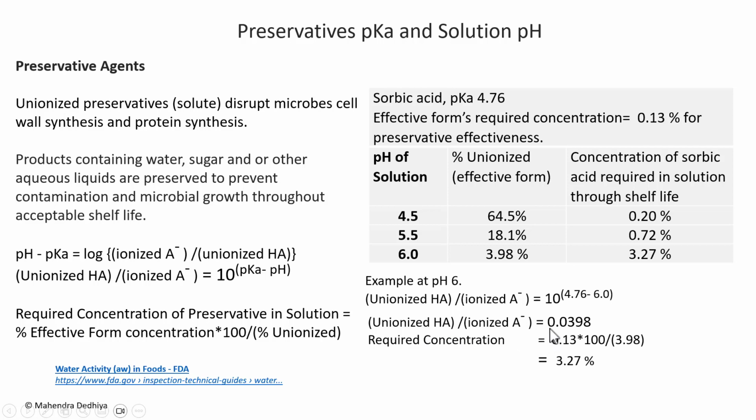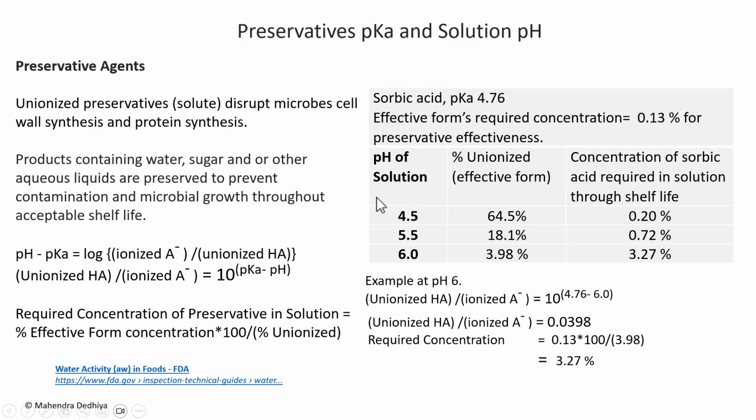This is 0.0398 or 3.98%. Required concentration is 0.13 multiplied by 100 divided by 3.98%. So we need 3.27% of sorbic acid present in the solution throughout its shelf life. That's a very high concentration of sorbic acid in the solution. But that's what will be required at pH 6.